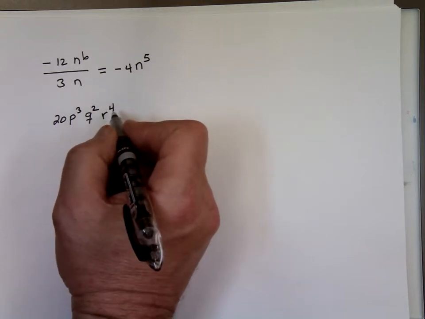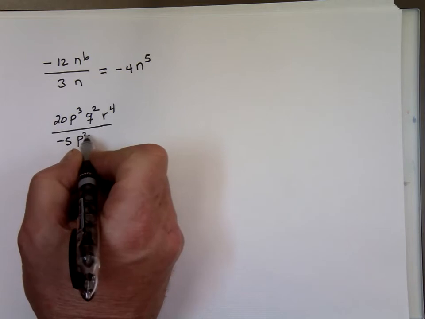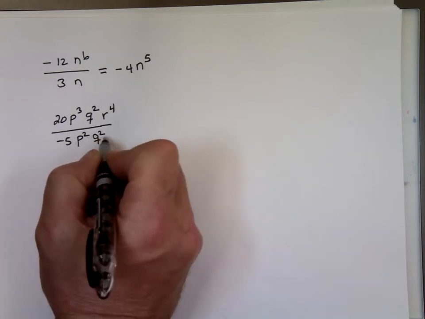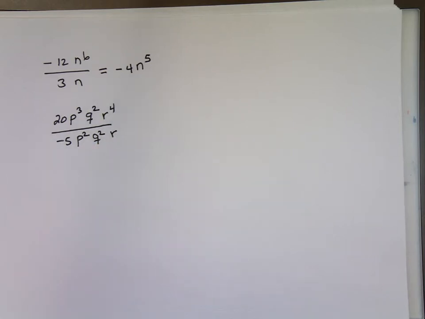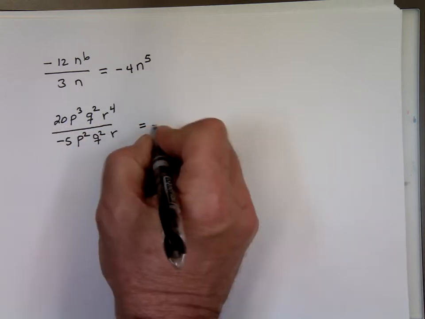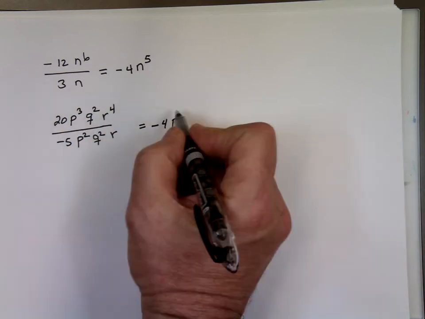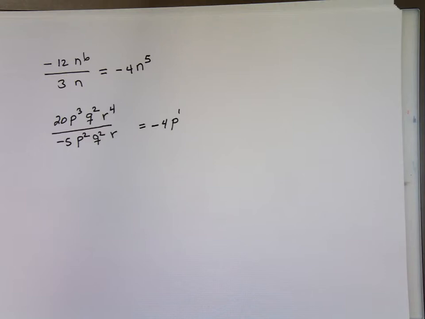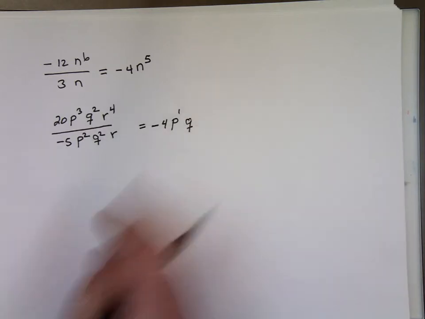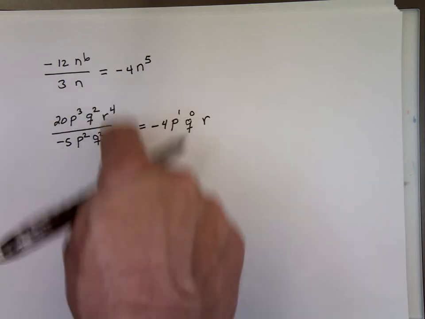This is 20 p to the third q squared r to the fourth divided by negative 5 p squared q squared r. Let's divide the numbers. 20 divided by negative 5 is negative 4. P to what power? 3 minus 2, which is 1. Q to what power? What's 2 minus 2? 0. And r to what power? 4 minus 1, which is 3.